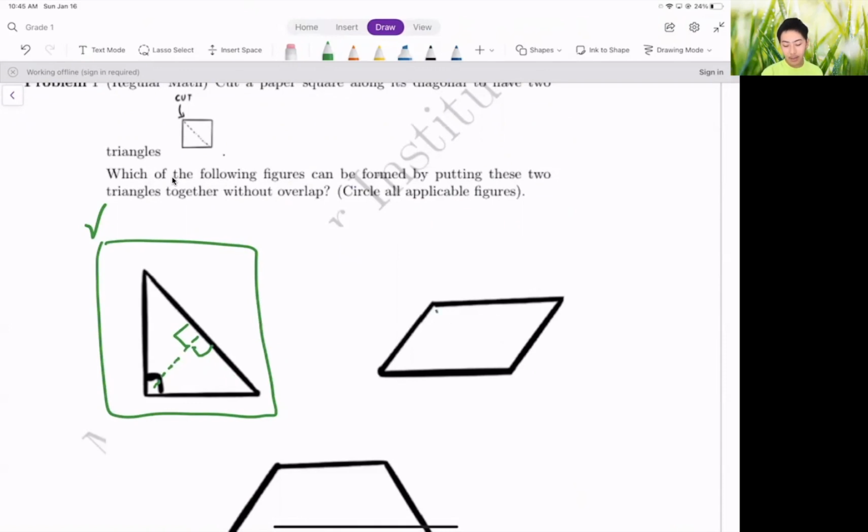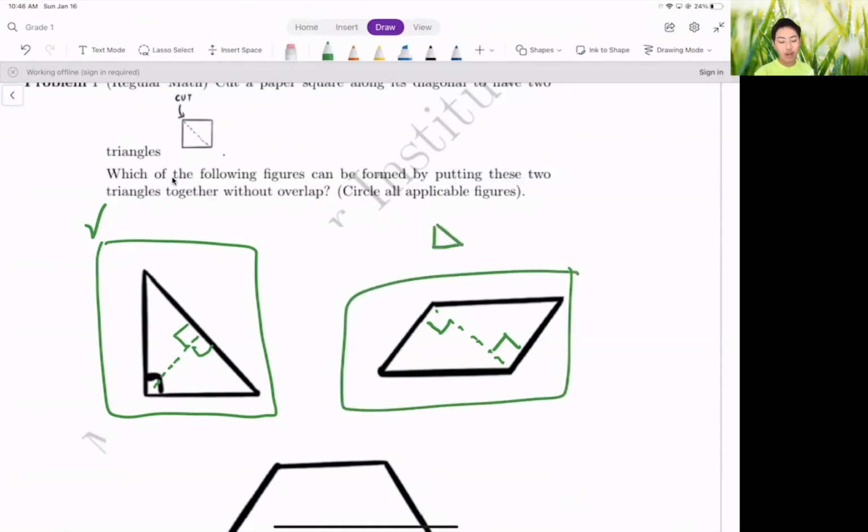We can split it into 2. And again, we can see that we have a 90-degree angle and a 90-degree angle. So we know that the parallelogram can work too. And another way of seeing this is that when we have a right triangle like this, we can also add an upside down triangle like this, and this forms a parallelogram.